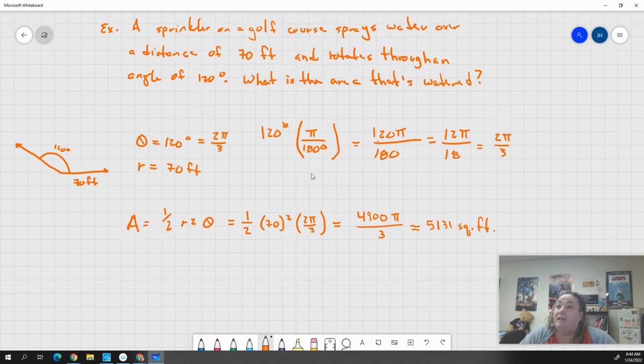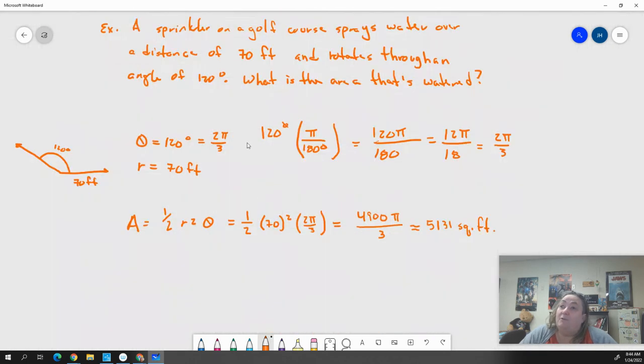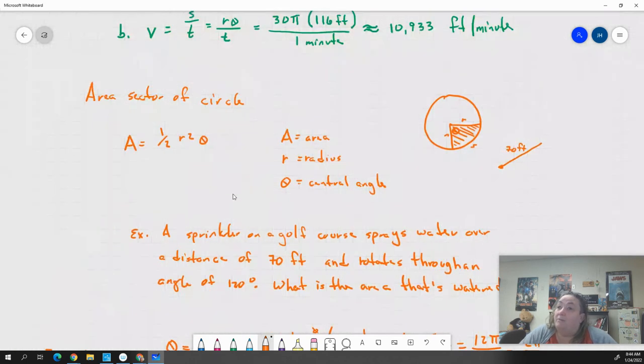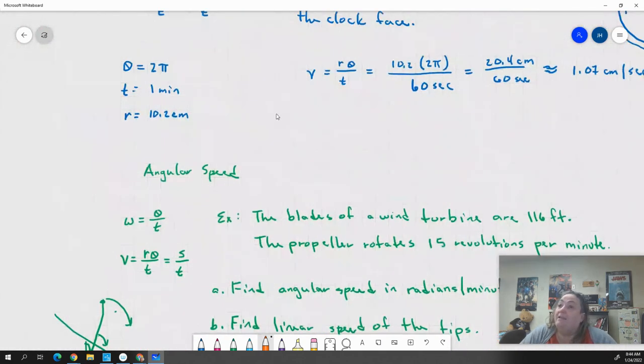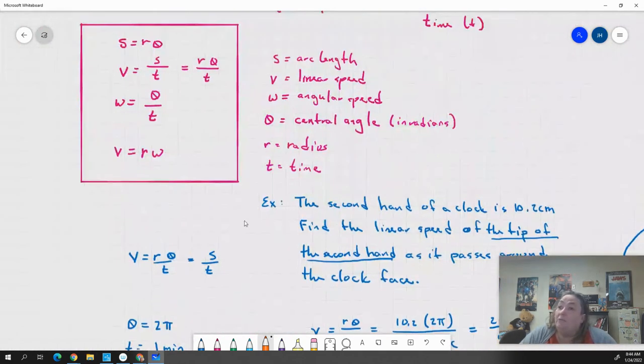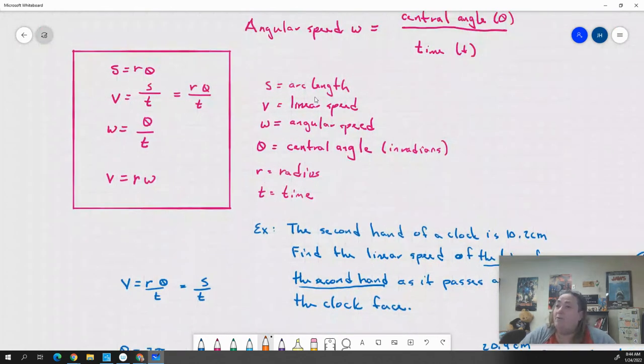If they're asking you for angular speed, go up to your formulas, right? Where's our little box of formulas? If they're asking for angular speed, go to your little chart of formulas and say, okay, well, angular speed is omega, and that is theta over time. So I have to find my central angle, right? And figure out what period of time and then pull those pieces out. And then you should be able to solve these problems.